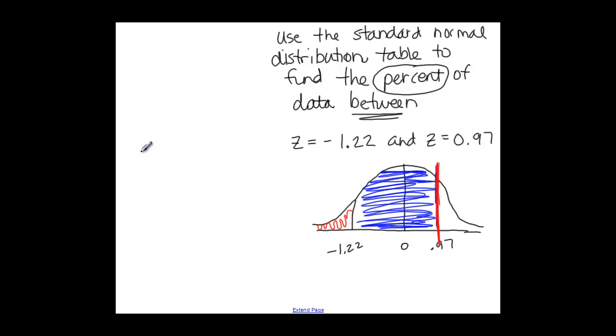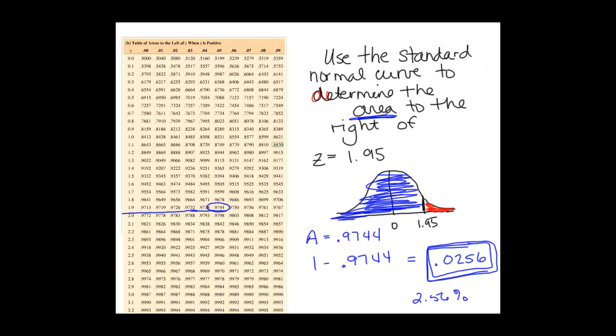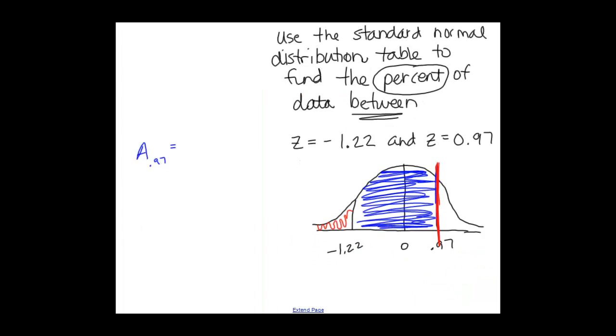So first let's find the area below that 0.97. So let's go to our table. So the area below 0.9, go across all the way to 0.07 would be 0.8340. So that's all of this area including this red part.